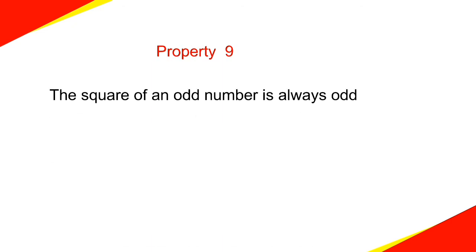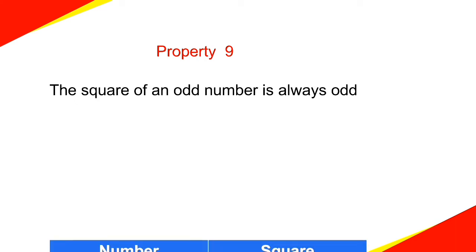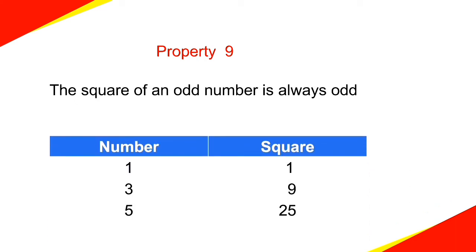Now we are going to deal with property number 9. What is property 9? The square of an odd number is always odd. Look at this table, numbers and square numbers. See the numbers 1, 3, 5. 1, 3, 5 are odd numbers. The square of 1 is 1. The square of 3 is 9. The square of 5 is 25. This means the square numbers are also odd numbers.